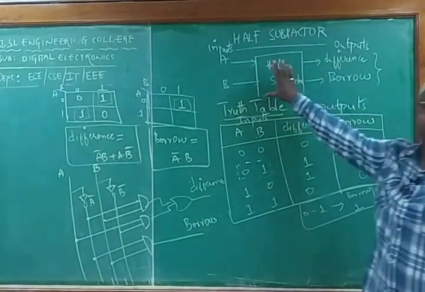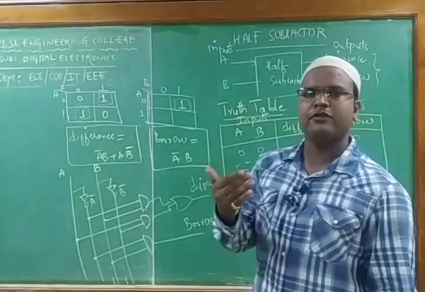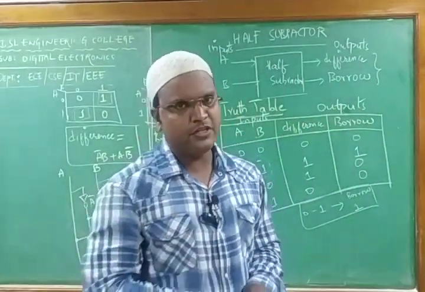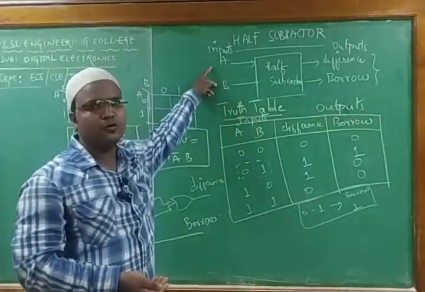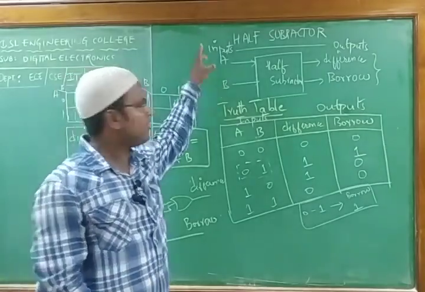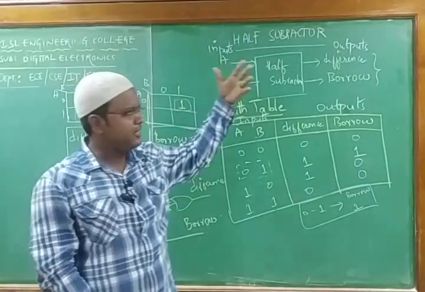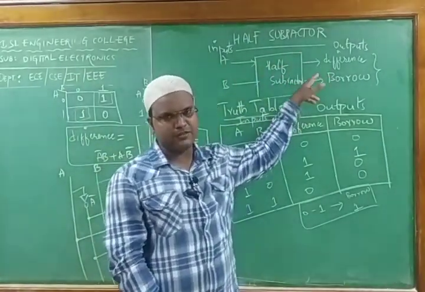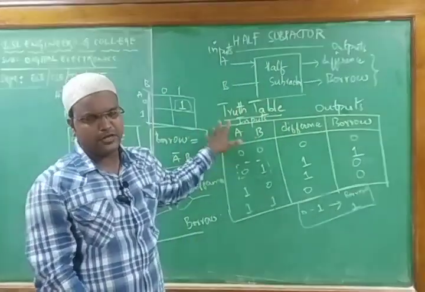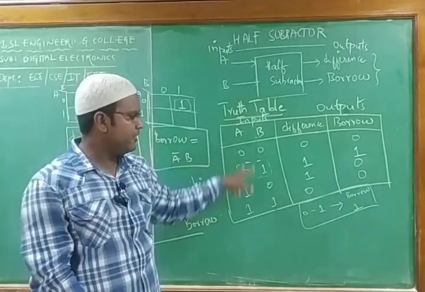So what is a half subtractor all about? It is one type of combinational circuitry in which we are going to use 2 inputs. By combining the inputs, we want to get the combinational outputs by taking difference and borrow. After that, the truth table and its explanation also. So by drawing it, you explain it.